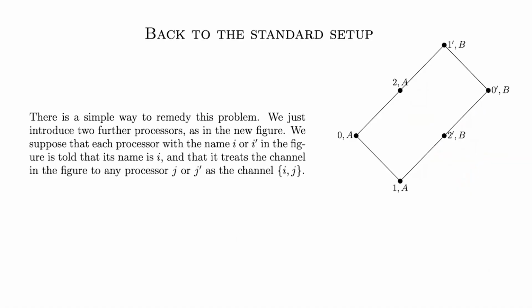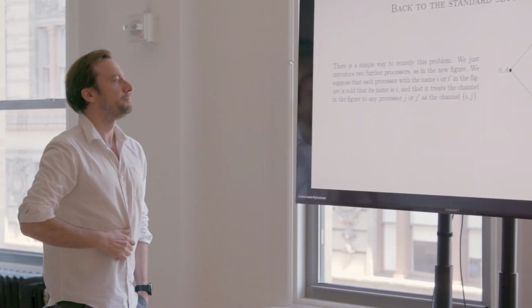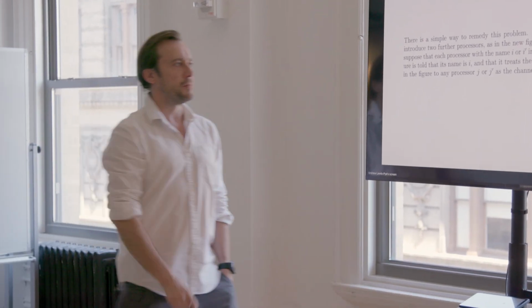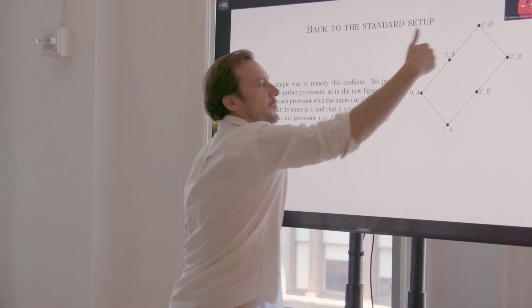So we introduced 2 and 2 prime. We suppose each processor with the name I or I prime is told their name is I. So 2 prime is told their name is 2, 2 is also told their name is 2. And they treat the channels just in the obvious way. So these 2 treat this as the channel 0, 2, these 2 treat this as the channel 1, 2, and so on.